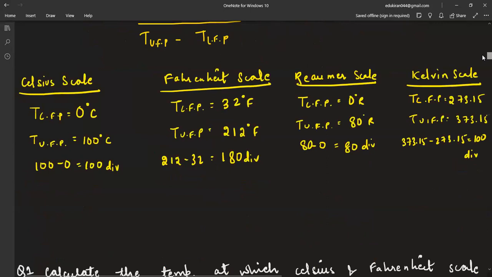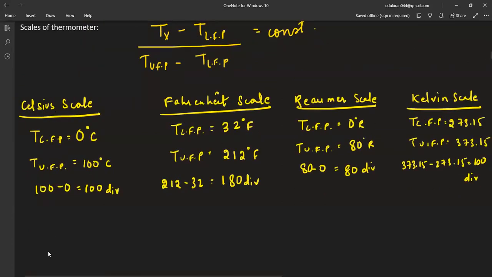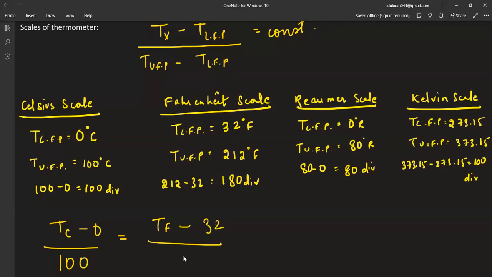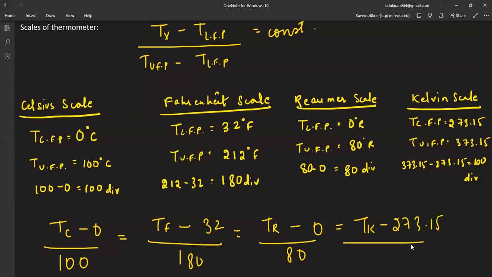Ultimately, all of these ratios are constant. So let's say some temperature on the Celsius scale minus the lower fixed point, which is minus 0, divided by their difference 100, is equal to the temperature on the Fahrenheit scale minus 32, divided by their difference 180, is equal to the temperature on the Reaumur scale minus 0 divided by 80, is equal to the temperature on the Kelvin scale minus 273.15 divided by 100.